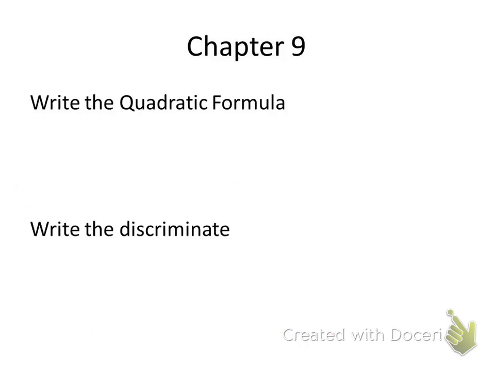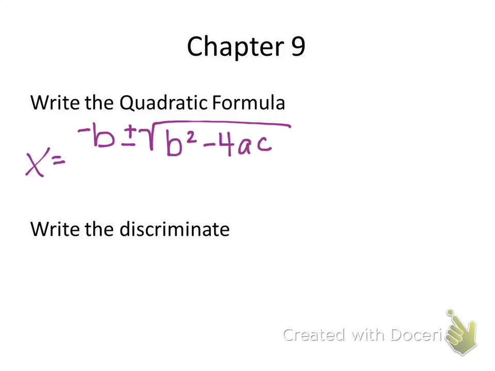Okay, so the next problem that we have, write the quadratic formula. This is an exact test question. I remember a lot of you were trying to figure out the quadratic formula. It is x equals negative b plus or minus the square root of b squared minus 4 times a times c, all over 2a. Okay, that's the quadratic formula.